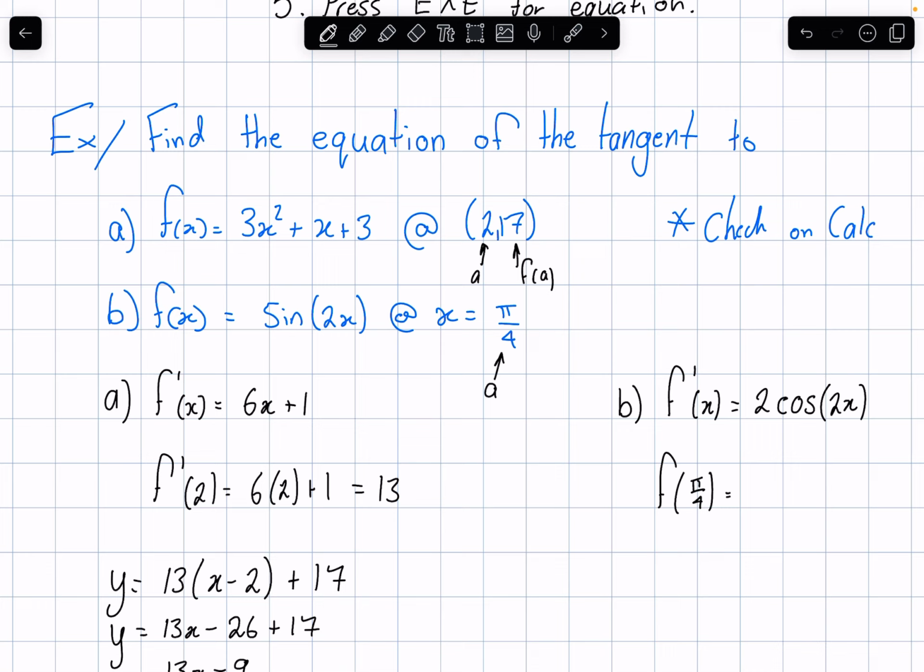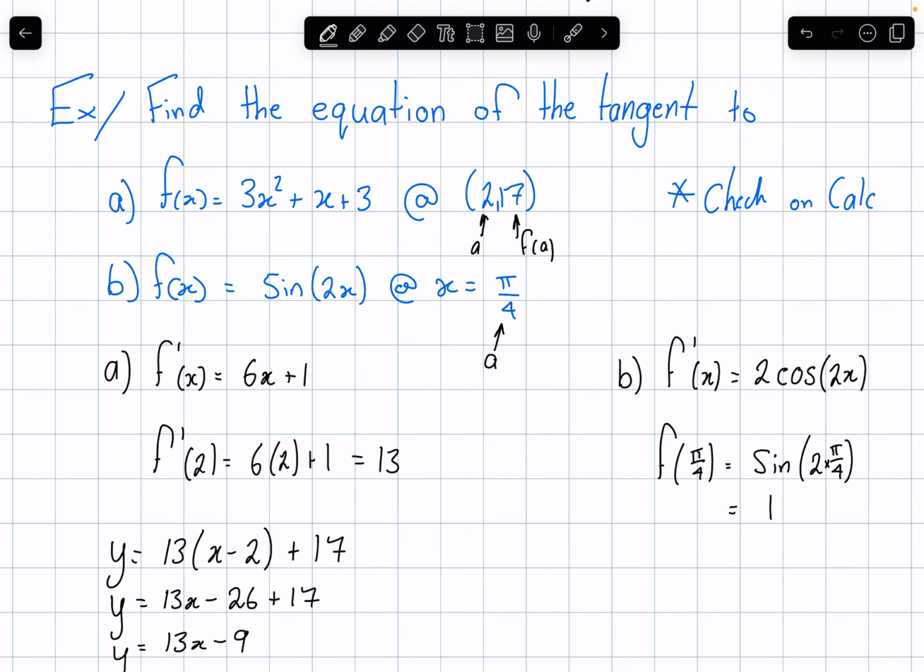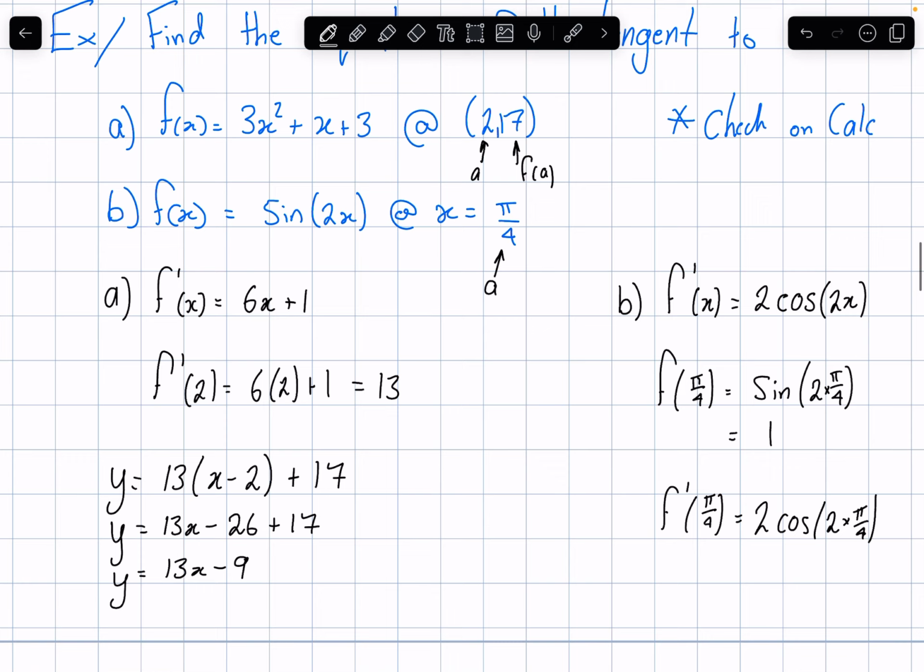Now that is sine of 2 times pi on 4, which ends up being pi over 2. Now, sine of pi over 2 is just 1. All right. Let's now have a look at the derivative at that point. So f dash of pi on 4, which is 2 times the cosine of 2 times pi on 4. Now, we know that cos of pi on 2 is 0.